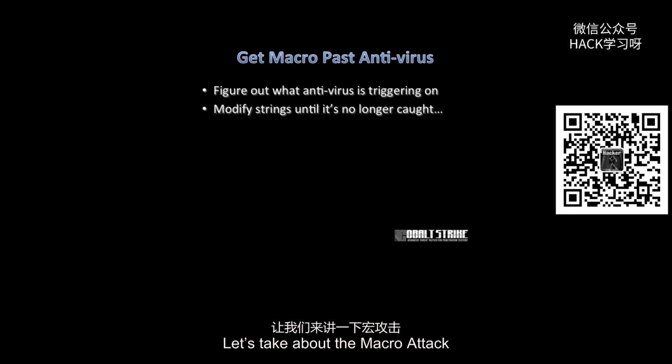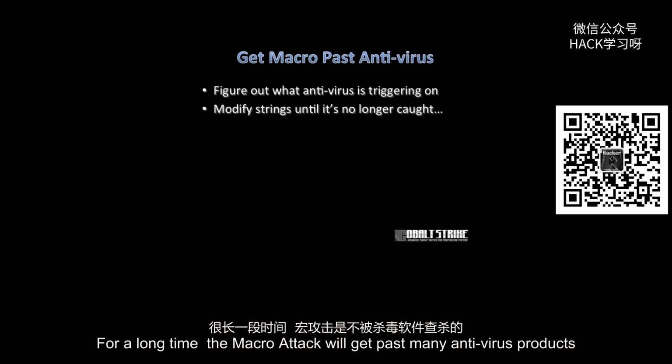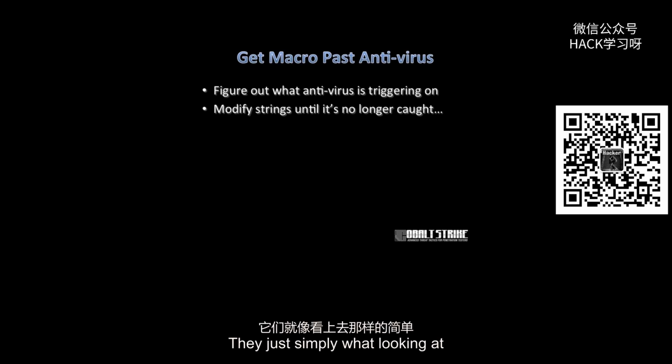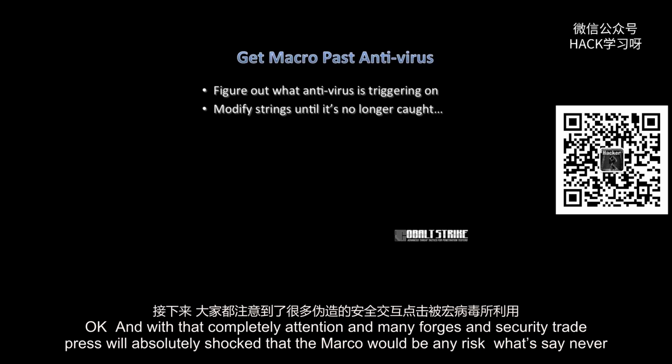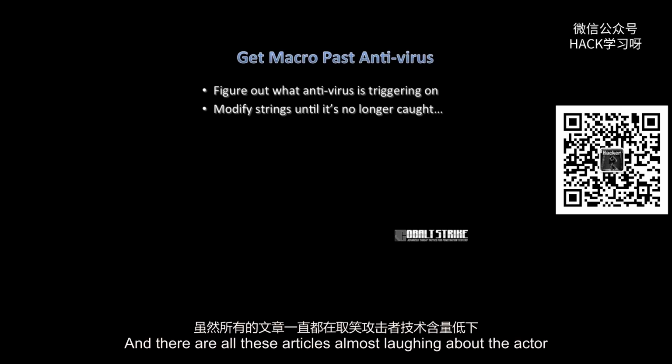Let's talk about the macro attack. For a long time, the macro attack would get past many antivirus products. They just simply weren't looking at it, okay? Around July 2014, many different actors started using the macro in their targeted spear phishing campaigns, okay? And with that came media attention. Many folks in the security trade press were absolutely shocked that the macro could be any risk whatsoever. And they wrote these articles almost laughing about the vector.